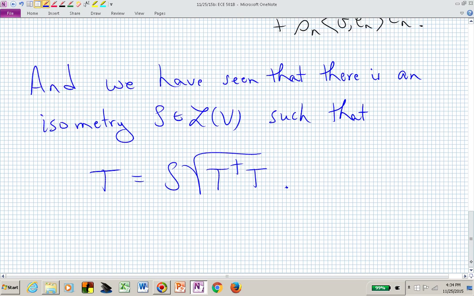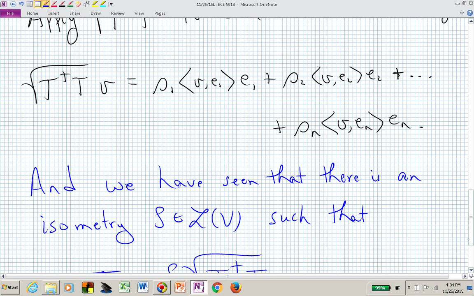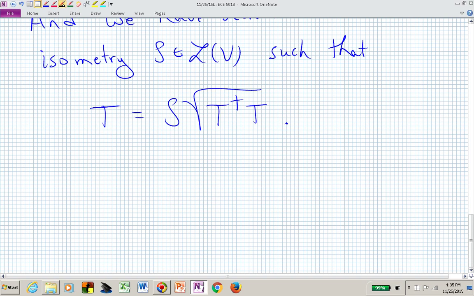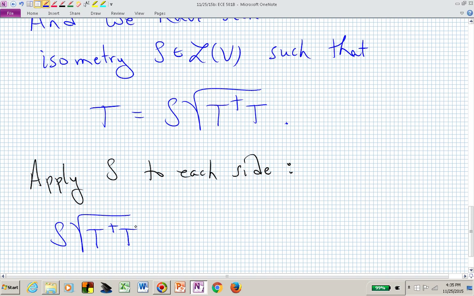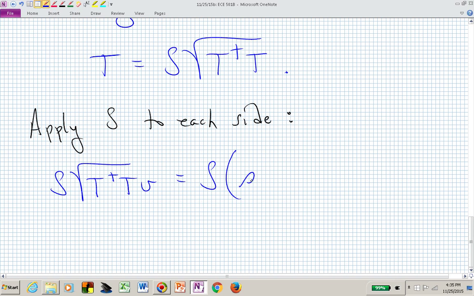So if that's the case, let's go ahead and apply S to both sides of this black equation here. So now let's apply S to each side of that earlier equation so that we now have S operating on the square root of T dagger T V. It's now equal to S applied to all of these other terms on the right-hand side.